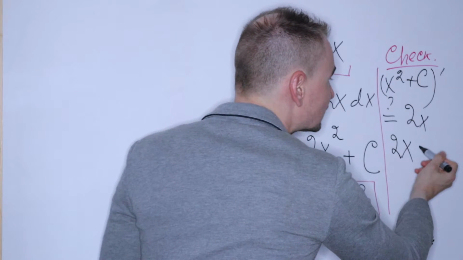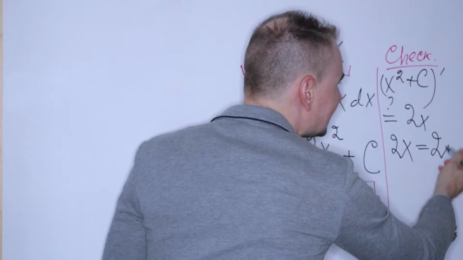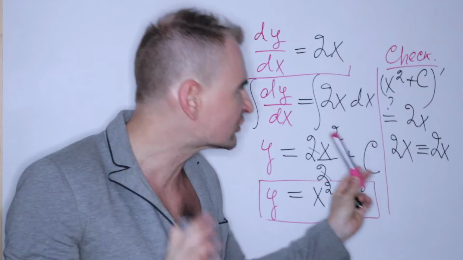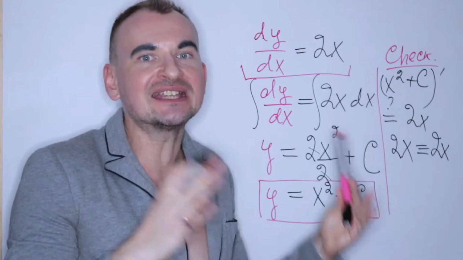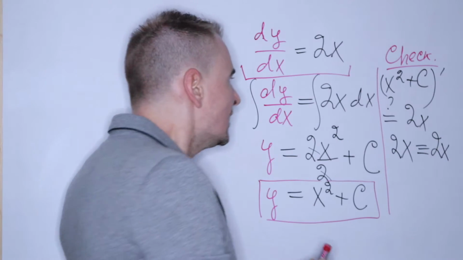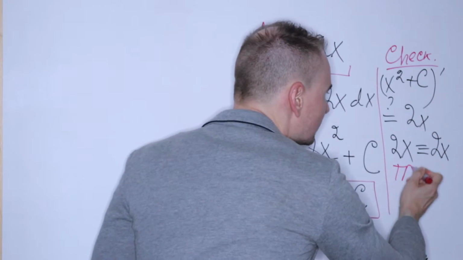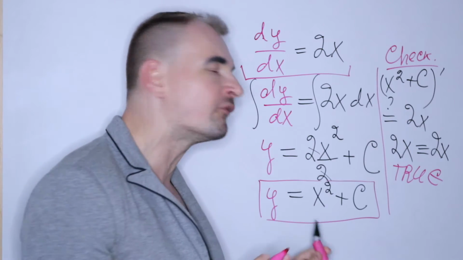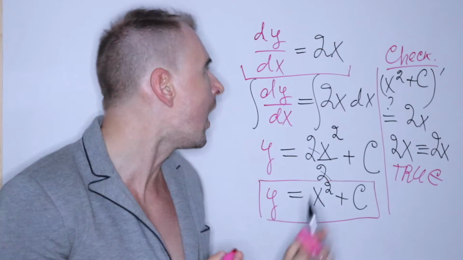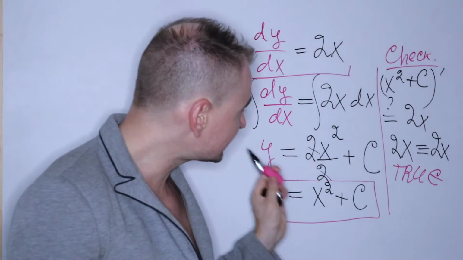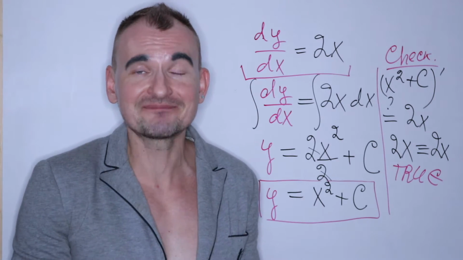And as you see, 2x is precisely equal to 2x. So we have this identity, the left-hand side is identically equal to the right-hand side. That's absolutely true, and that means that this family of functions works for our differential equation. So this is your solution set.